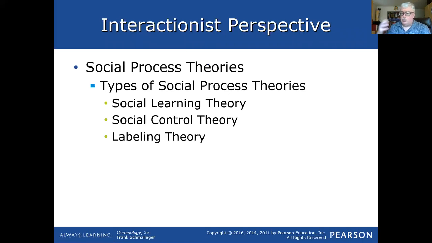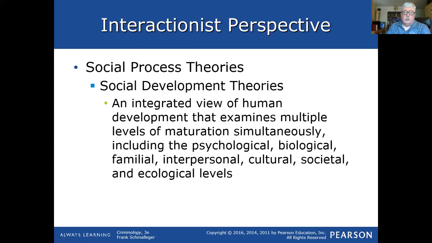So types of social process theories: we have social learning theory, very similar to something we discussed a few weeks ago, social control theory, and labeling theory. We also are going to look at social development theories. Social development is a view of human development where we look at multiple levels of maturation, including how you might mature psychologically, biologically, in your family, in your interpersonal relationships, in your culture, in society, and at various ecological levels.